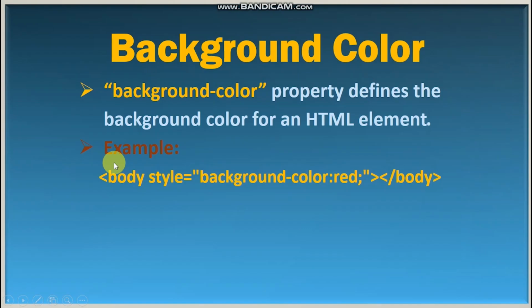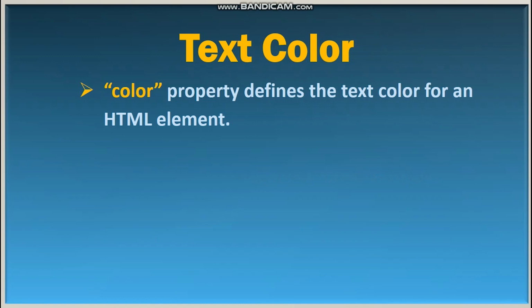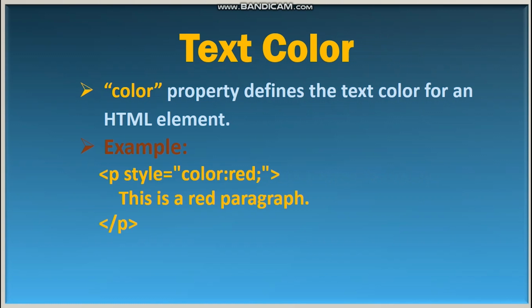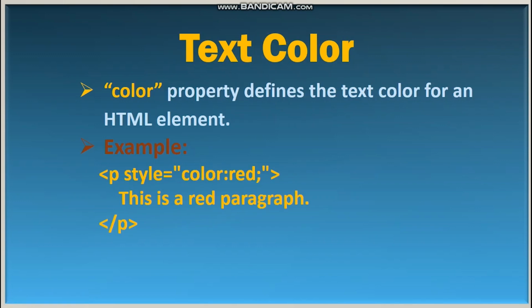Now the next property we use is text color. How can we change the text color in HTML? We use the color property, which defines the text color for an HTML element. For example, we can see here, to change the paragraph color we use the color property and assign the color property value red, green, blue, whatever you want. Now we implement how to use the color property in an HTML element.